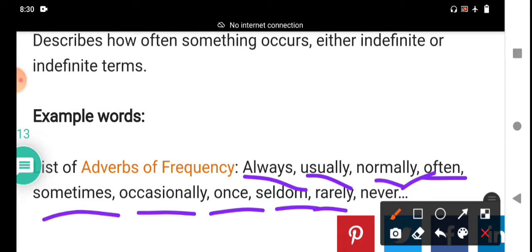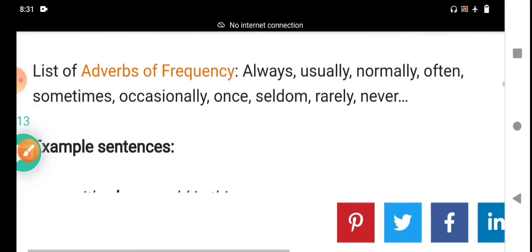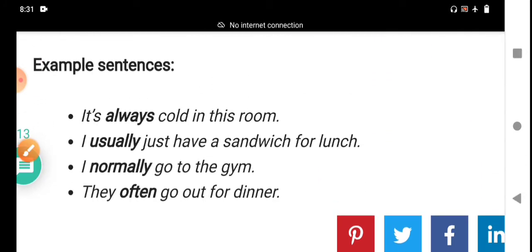Adverb of frequency describes how often something occurs, either indefinite or definite. Always is indefinite. Normally is indefinite, once is definite. Okay, my dear students, please understand. Only two or three examples are enough to understand this one.